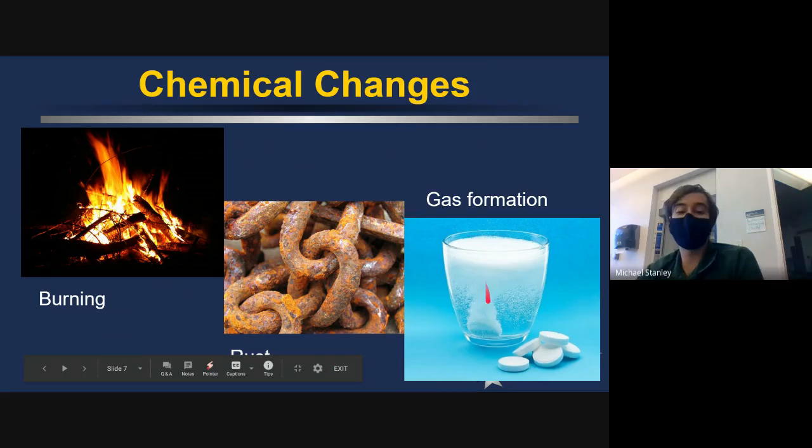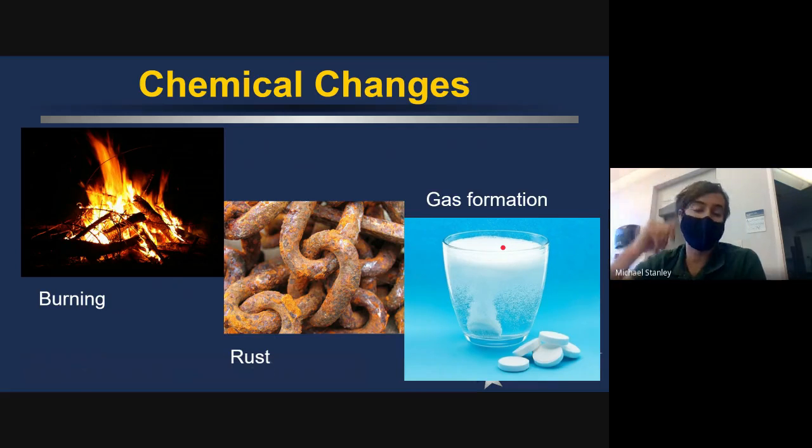So the gas wasn't there before, it's only there now because this tablet is chemically changing into new substances, one of which is a gas. And so then that gas is going to want to come out of the water and fizz up to the top of the cup.